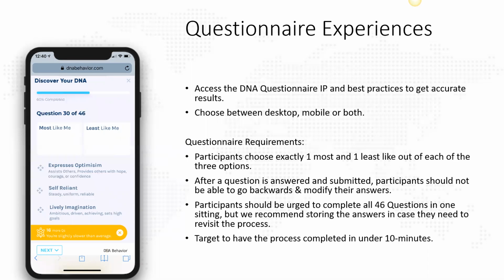Clients should not go backwards after they've completed that one particular question. So after they've submitted question 30, they should only see question 31. They should not be able to go back to question 29 and adjust their answer, for the same reason. The results at the end really won't change based on an answer change on a particular question.